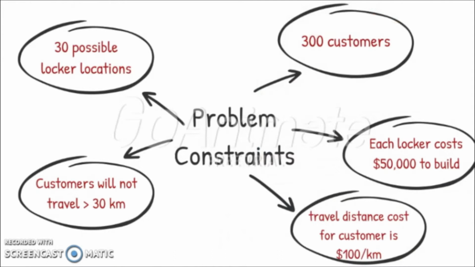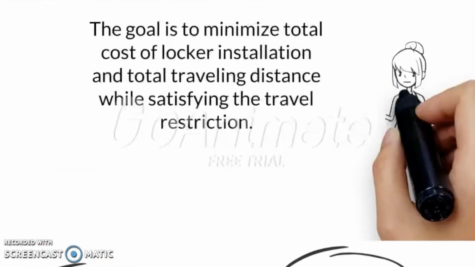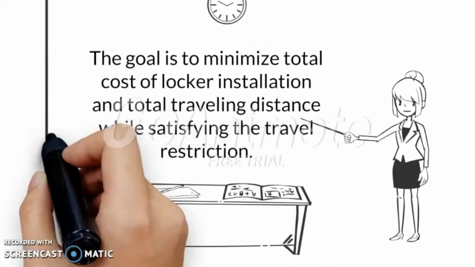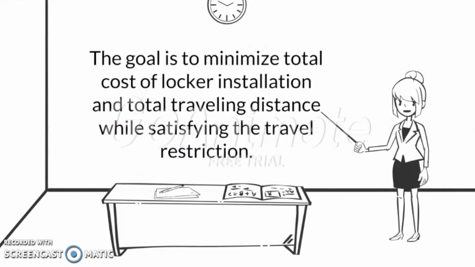Secondly, we need all 300 customers to go to possible locker locations, while keeping in mind that every locker costs $50,000 to build. The objective of our program is to minimize the total cost for Amazon by minimizing the total travel distance for the customers while satisfying the travel restrictions.